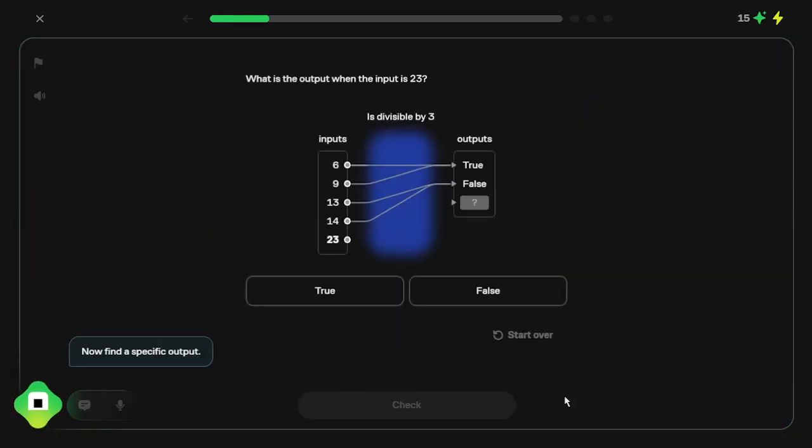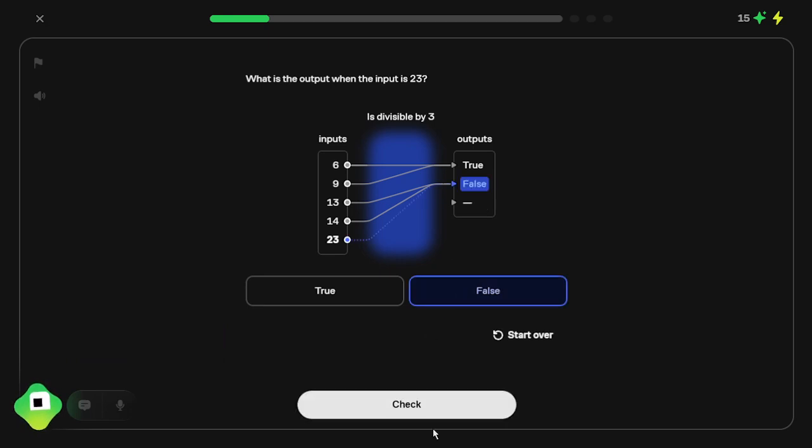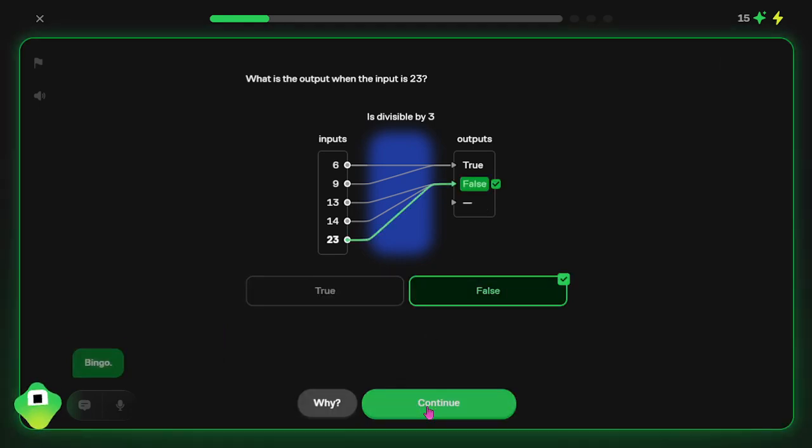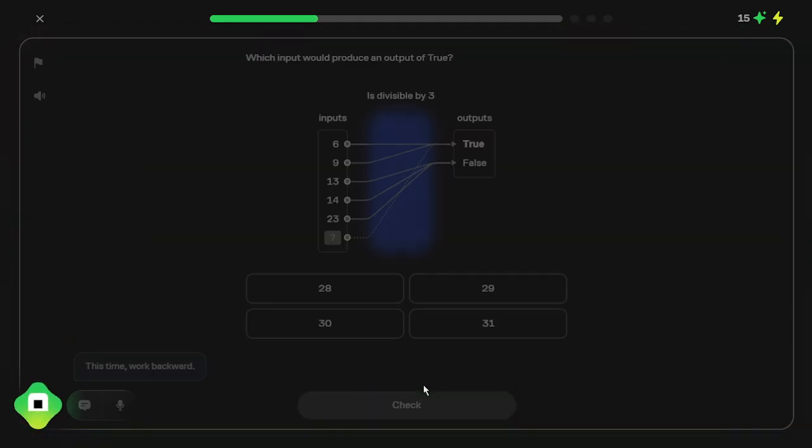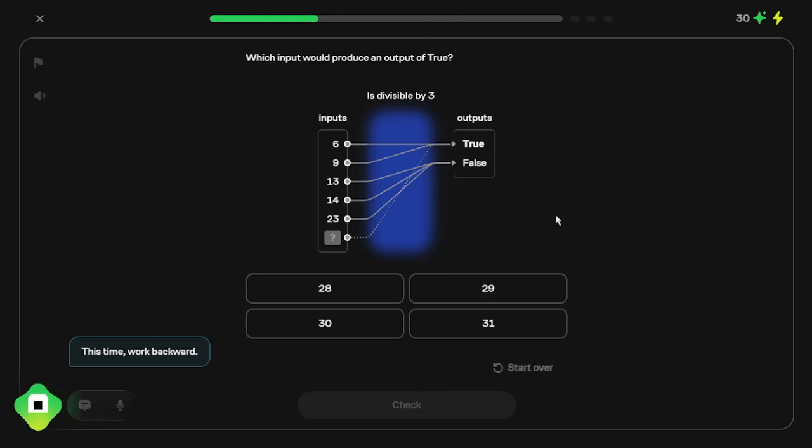Now find a specific output. What is the output when the input is 23? So it can't divide by 3. 23 can't divide by 3, so it must be false. Bingo!